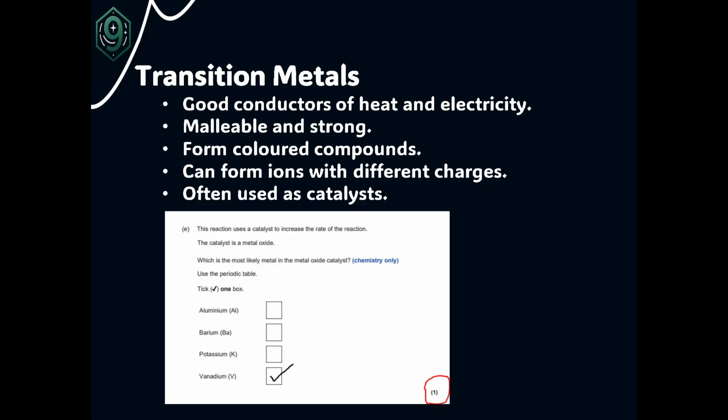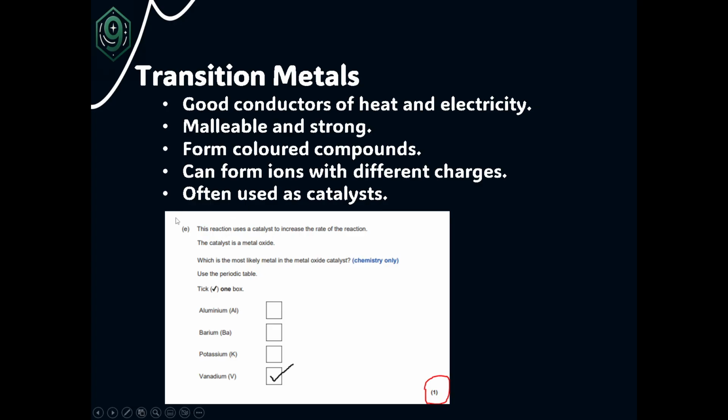And they can also form ions with different charges, such as Fe2+ and Fe3+. We really don't see this with alkali metals, which only form a +1 or a +2. Transition metals can form many. So, as I said, iron +2 and 3+. And they're also often used as catalysts, which speed up reactions without being used up themselves. For example, iron is used in the Haber process to produce ammonia. So while groups 1 and 7 are all about reactivity trends, transition metals are all about practical uses.